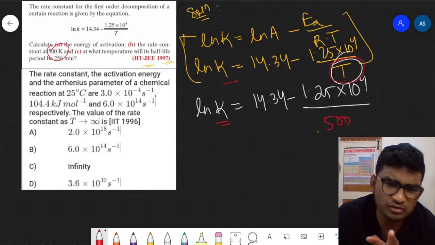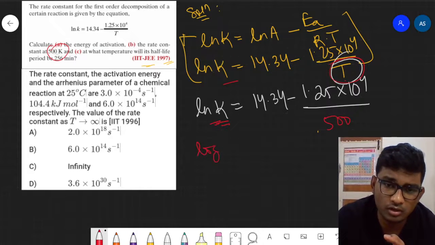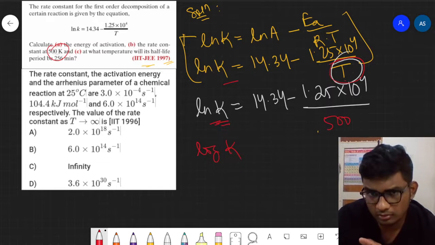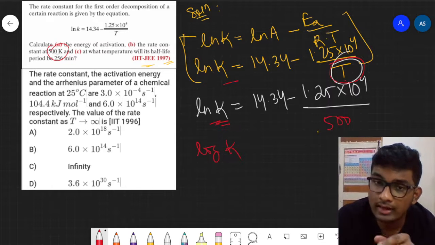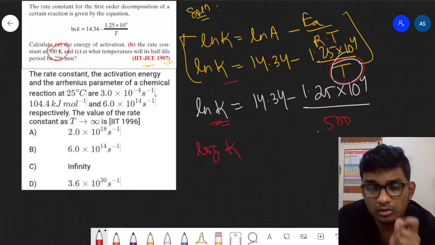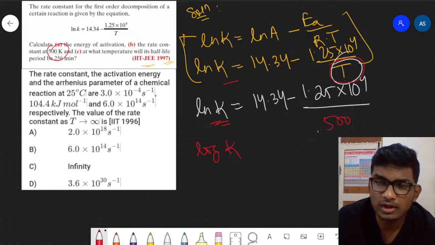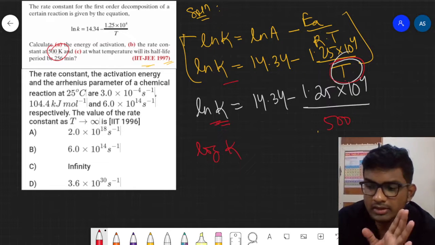If you do not have access to an anti-log table, you can do this also with logarithms. You can just take log k and multiply. You can divide both sides by 2.303. You know the calculation. I'm not going to do it because I want you to do it, you have to use your hand and your brain. So try to calculate.